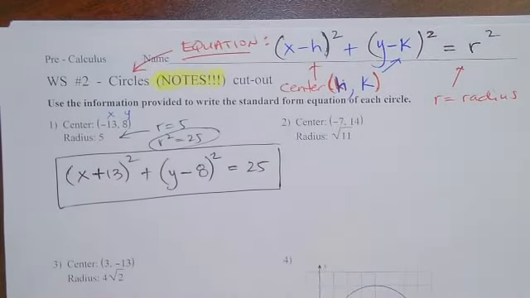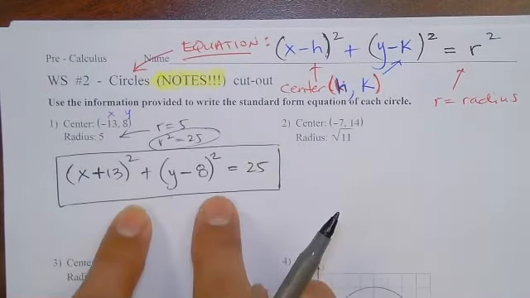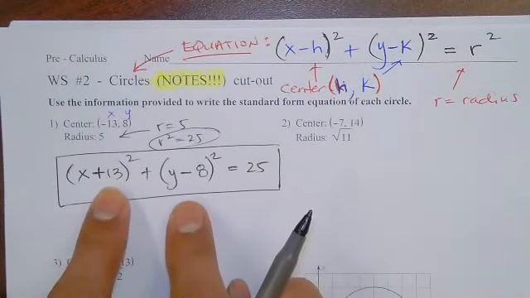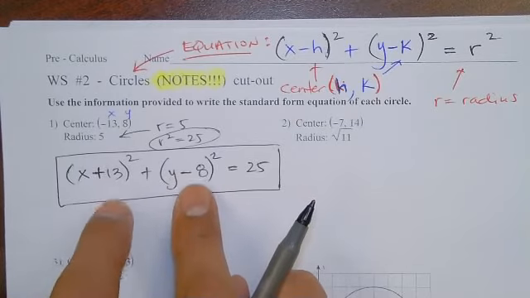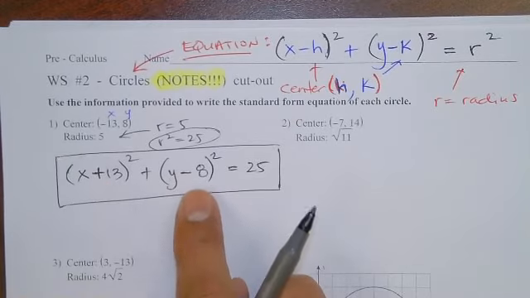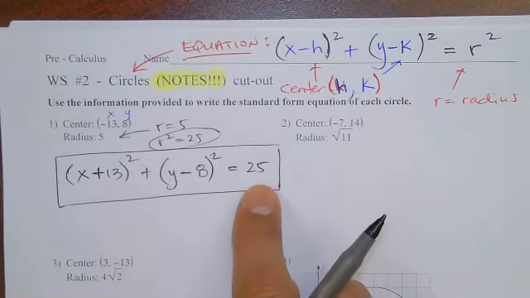That would be the equation of a circle with a center at negative 13, because you do the opposite, negative 13, positive 8, and the radius of 5, because you would take the square root of 25, you get 5.